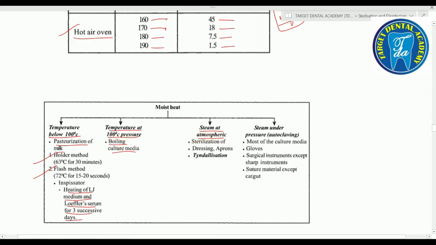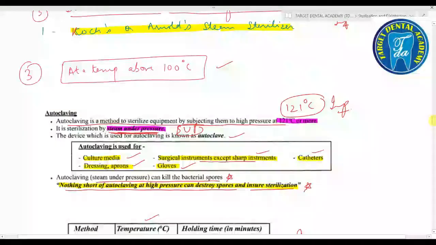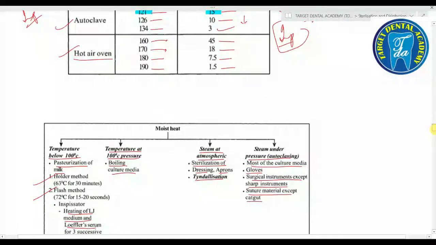Steam at atmospheric pressure, sterilization of the dressing, apron. Steam under pressure, which is the autoclaving: most of the culture media, gloves, surgical instruments except the sharp instruments, suture material except the catgut. So this is all about the dry heat and the moist heat.